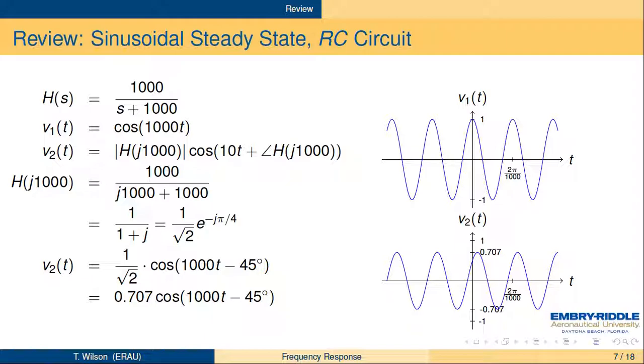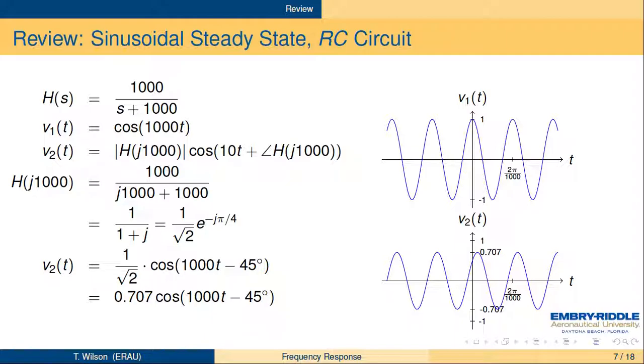Now for the case when the input is cos 1,000t. Now we have H(j1000), so 1,000 over j1,000 plus 1,000, which is the same as 1 over 1 plus j. 1 plus j can be thought of as the complex number √2 e^(jπ/4). It's got a real part of 1 and an imaginary part of 1, so a magnitude of √2 and an angle of π/4. But that's in the denominator, so the overall value is 1 over √2 for a magnitude, and minus π/4, since you have the angle of the numerator minus the angle of the denominator.